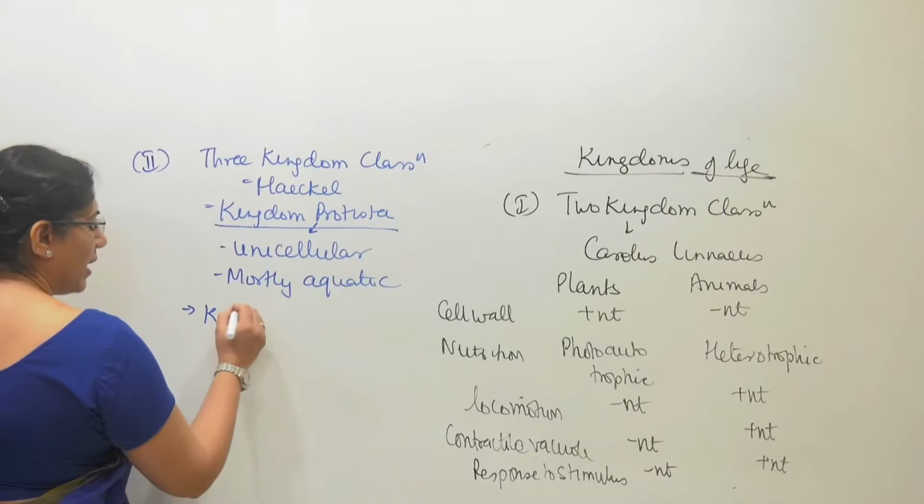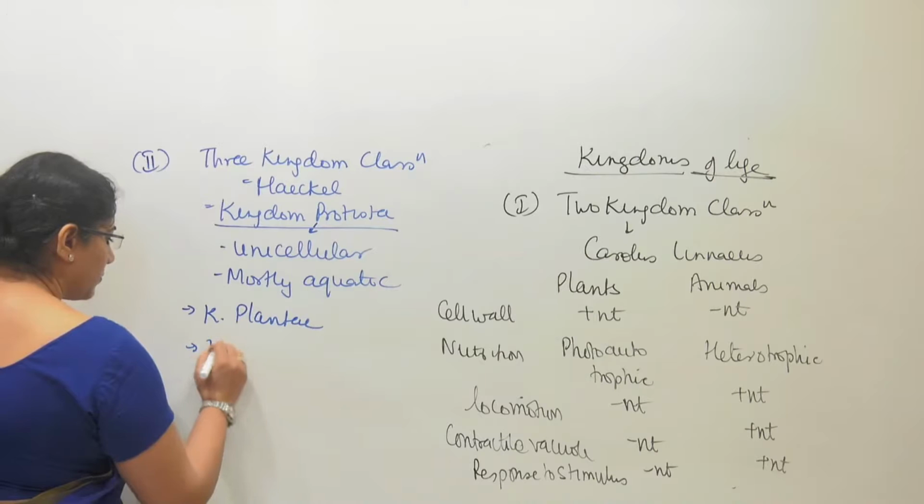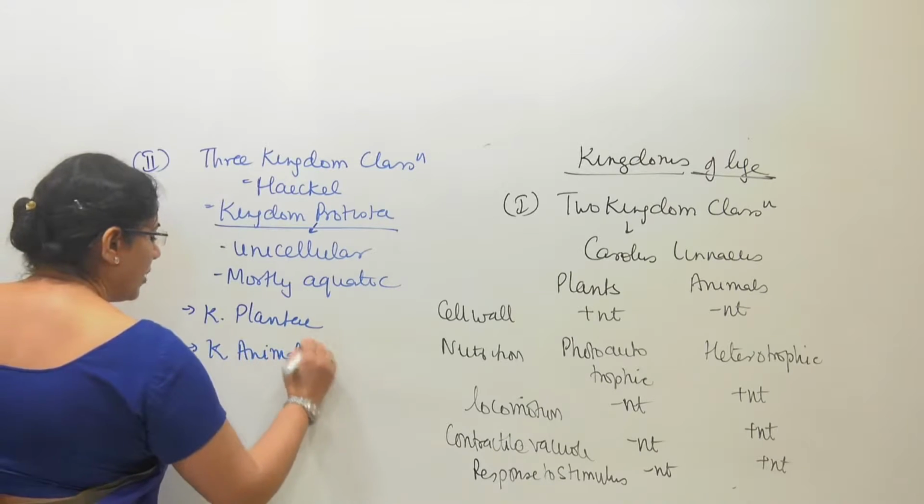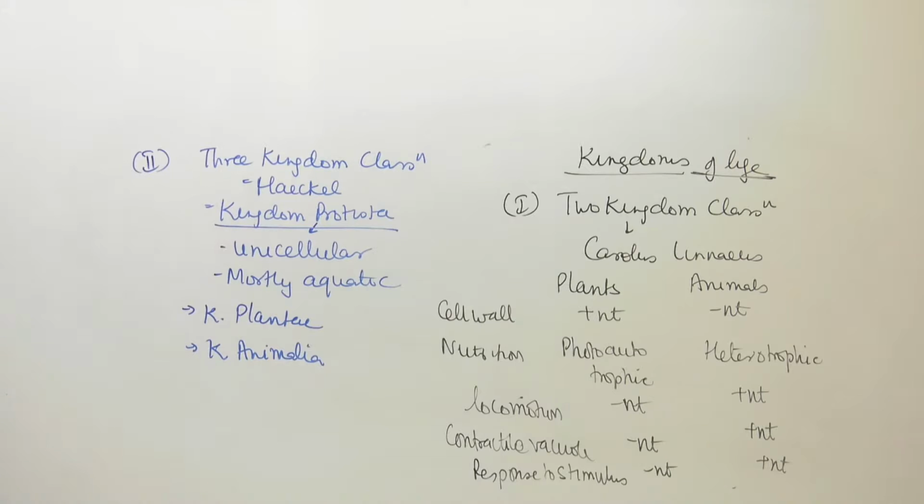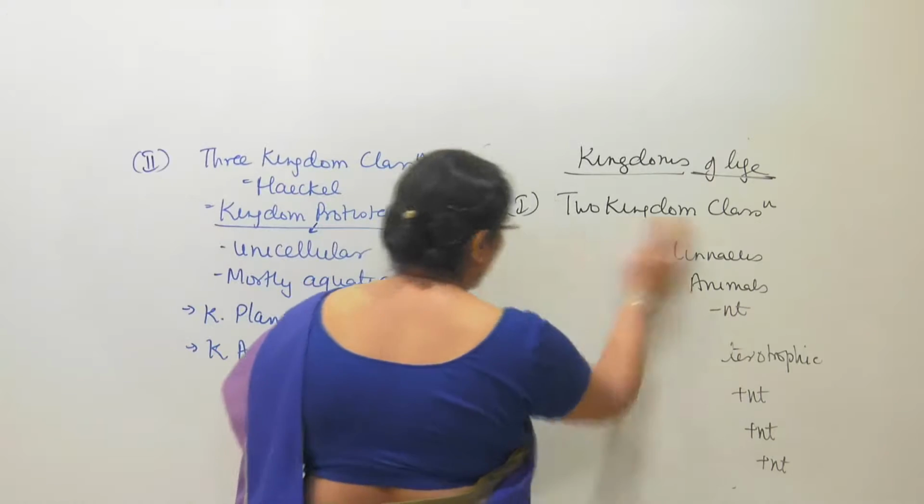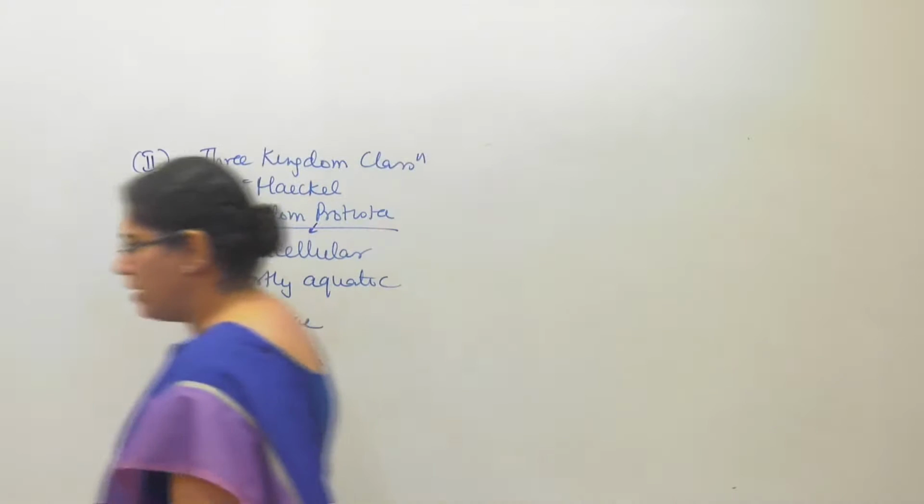Rest of the animals and plants were still under kingdom Plantae and kingdom Animalia. So kingdom Plantae and kingdom Animalia still had unicellulars. All unicellulars were not removed because all are not aquatic in nature.